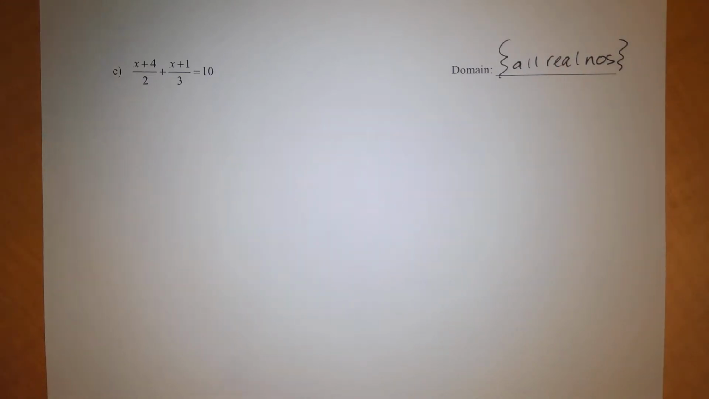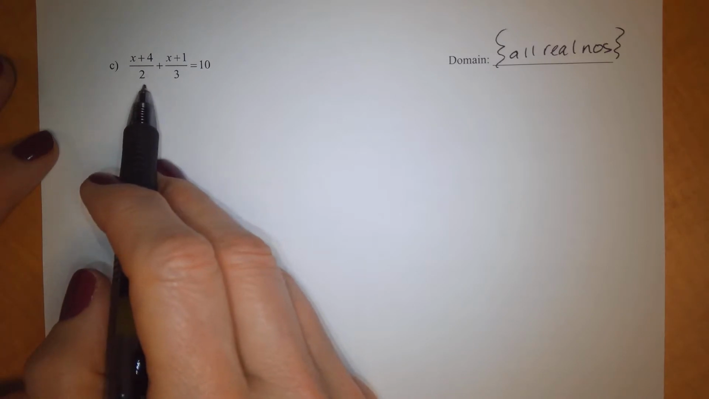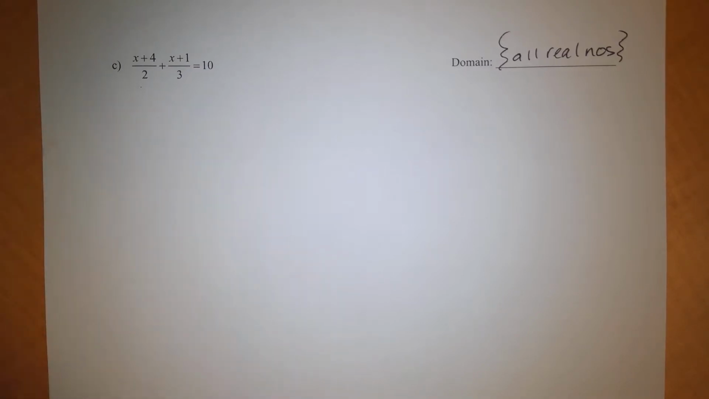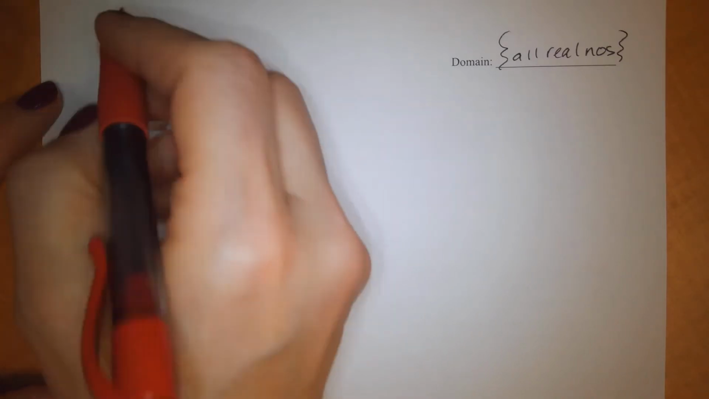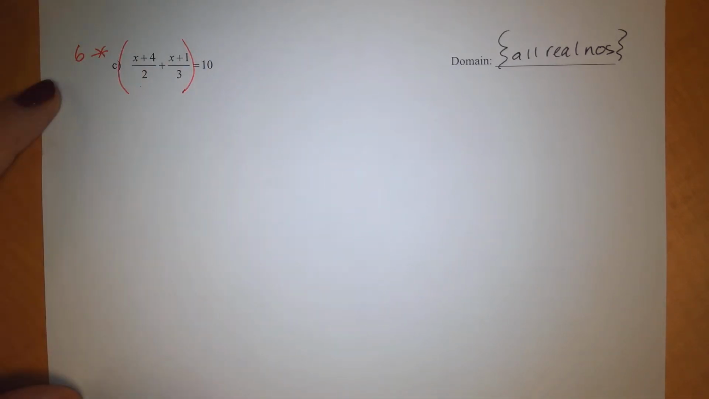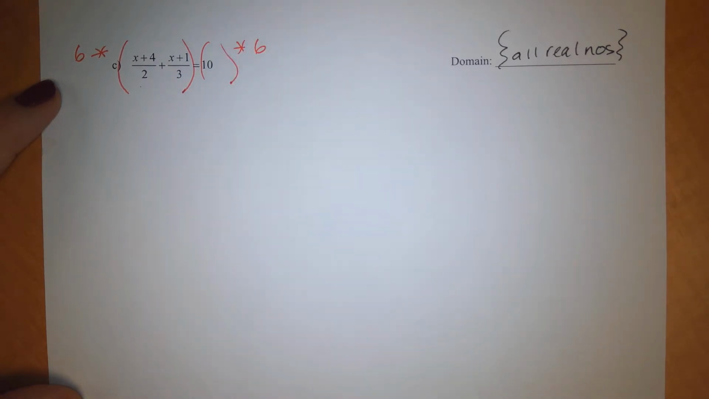Okay? So let's go ahead and simplify this equation. What I'm going to do first is I'm going to get rid of any fractions. I don't like these fractions here. They're difficult to deal with, so I'm going to eliminate them. The way we eliminate fractions is we multiply both sides of the equation by the lowest common denominator, which would be 6. So I'm going to multiply this whole side of the equation by 6, and I'm going to multiply this whole side of the equation by 6.